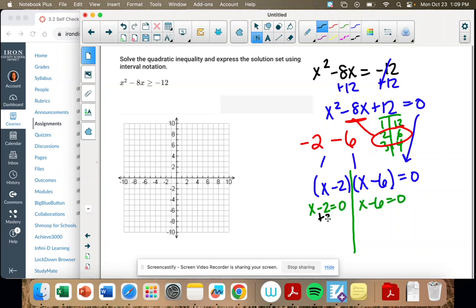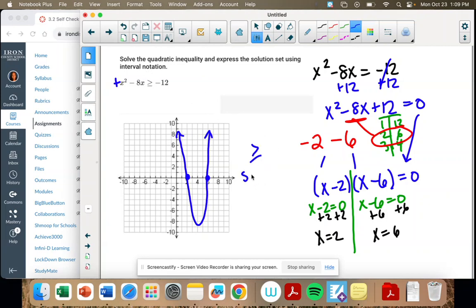So I'm going to add 2. So x equals 2 and x equals 6. Those are my x-intercepts. And then because it's positive x squared, it's going to open up. So because my inequality has a line under it, it's a solid line on the graph. And it means there will most likely be brackets in our answer.